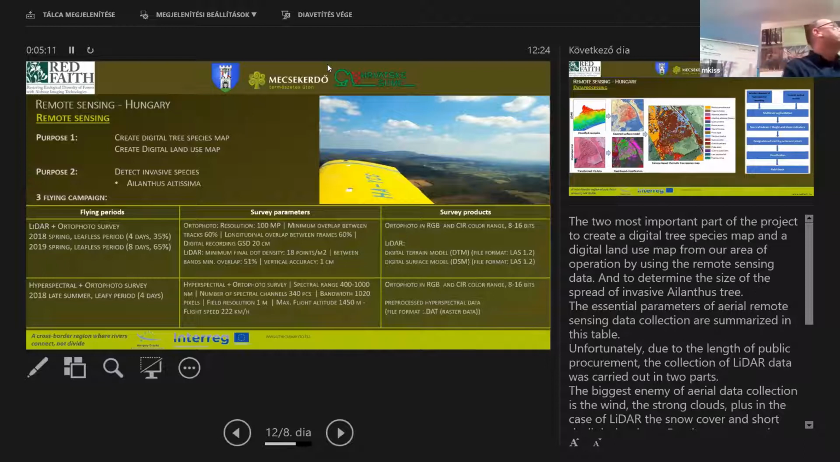Here are the parameters of our survey, and we have the survey products: the digital terrain model DTM and digital surface model DSM, and the whole area north of Otto and RGB and CIR color range.